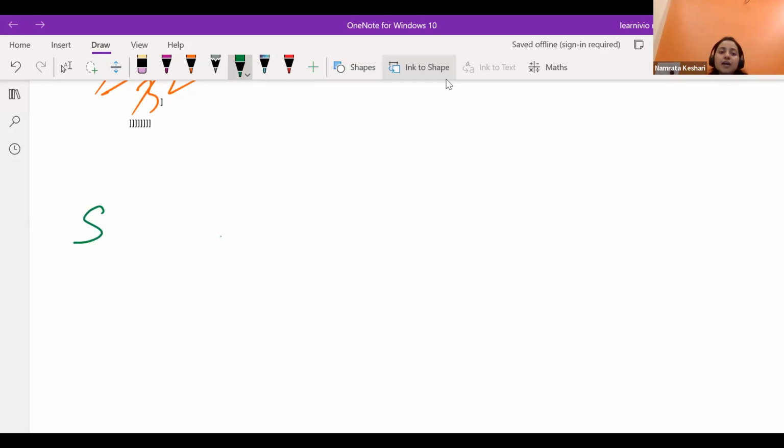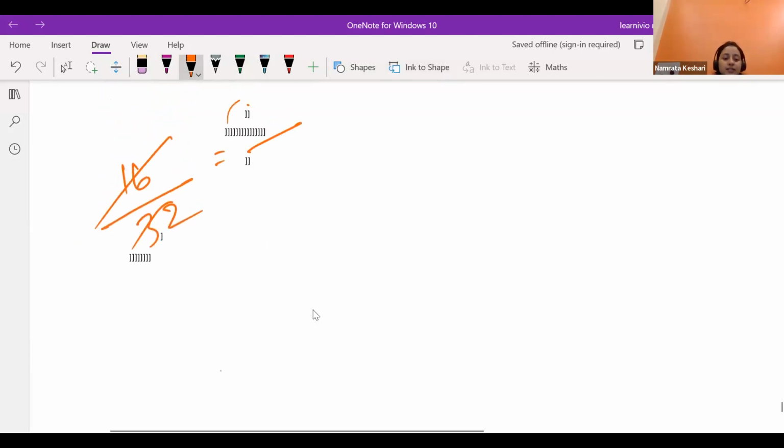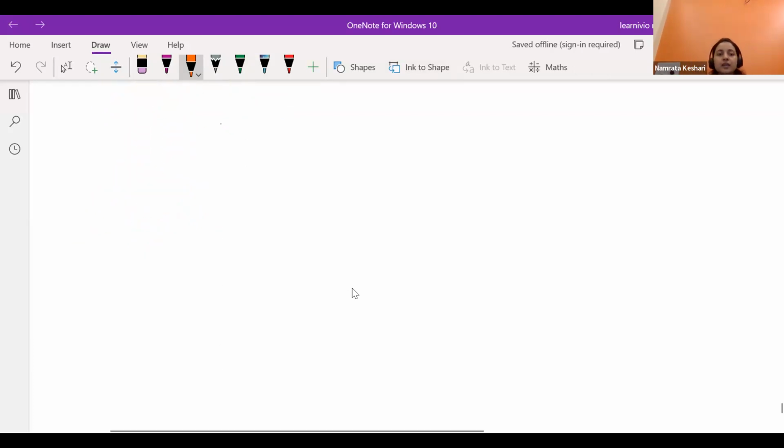Now we will try finding the angles. Before starting, first let me help you recall the concept which we have already discussed. We were discussing in the last class that sine of 2 pi plus theta is equal to sine theta.